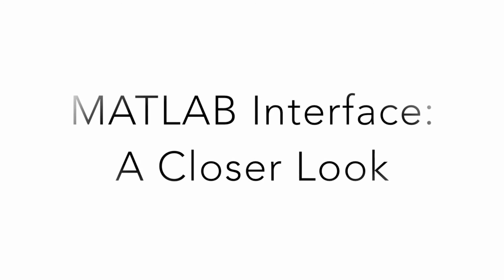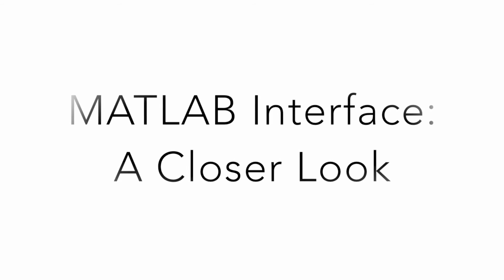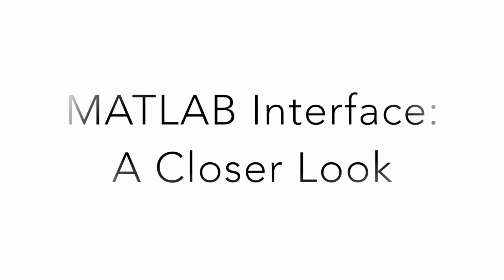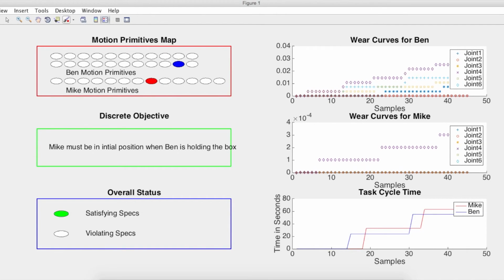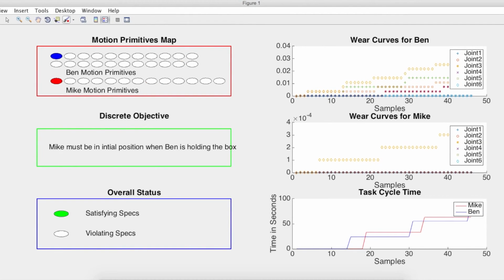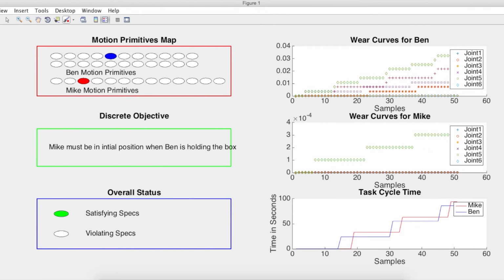Taking a closer look at the MATLAB interface, we can see how the wear of all the joints is being updated in real time. It can also be observed that since Ben is performing a job involving motion along multiple degrees of freedom, wear incurred over time is greater for Ben as compared to Mike.